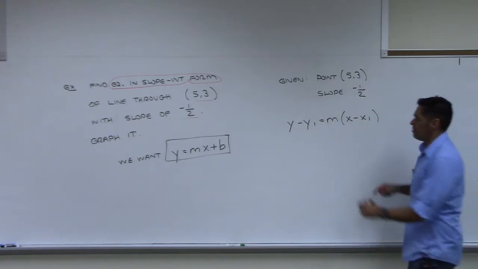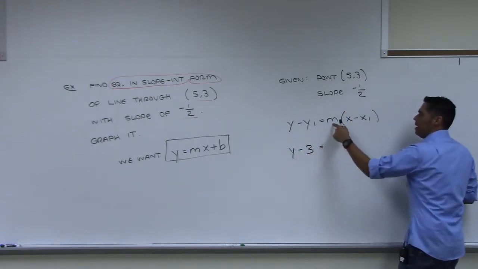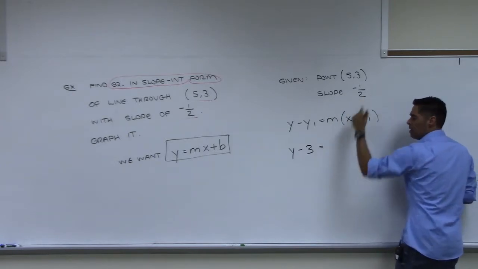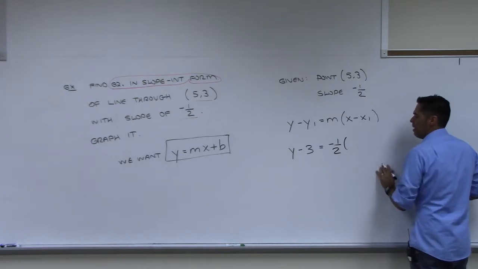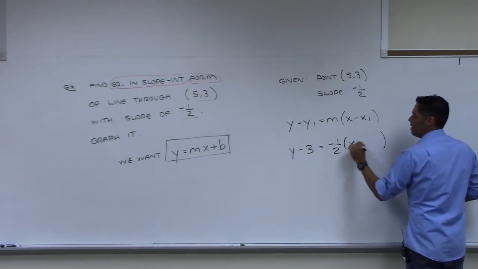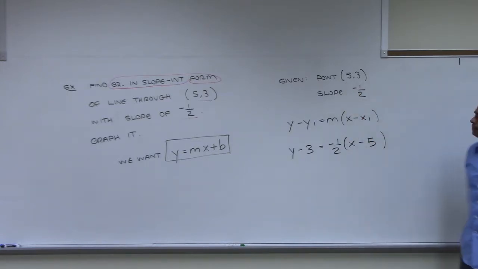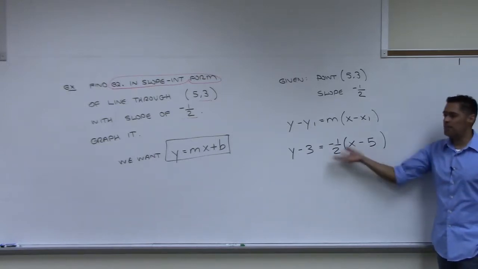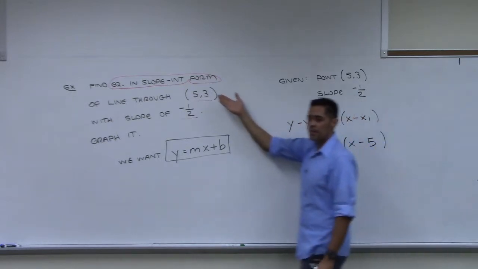It's just 3, right? So we're going to rewrite this: y minus 3 equals m. M for us is the slope, right? So -1/2. And then parentheses, x minus 5, right? So there's our x1 right there. Now this is an equation of the line. I mean, this is an equation. It is a line, but it's not yet in slope-intercept form.